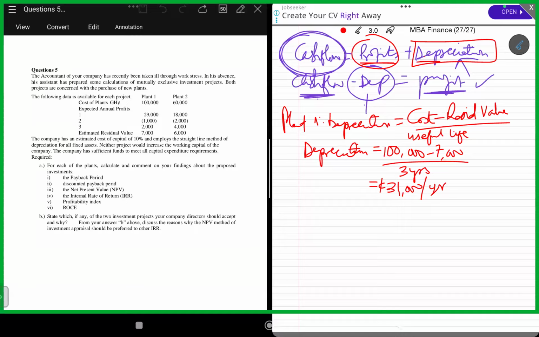Are you getting it? So it means that this 31,000 per year is called the depreciation charge. Depreciation charge is an expense. I believe you are writing.